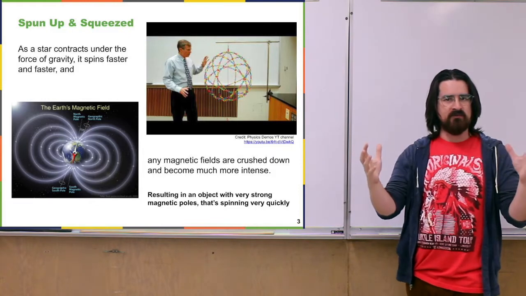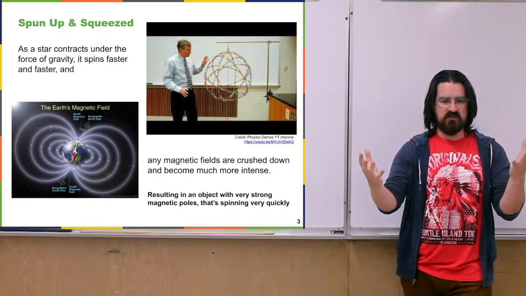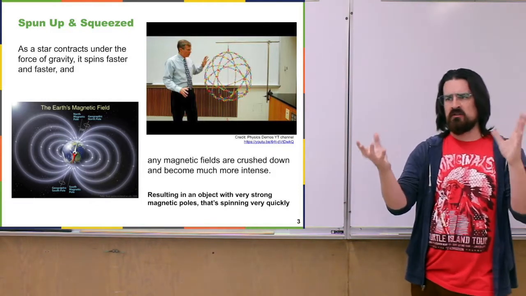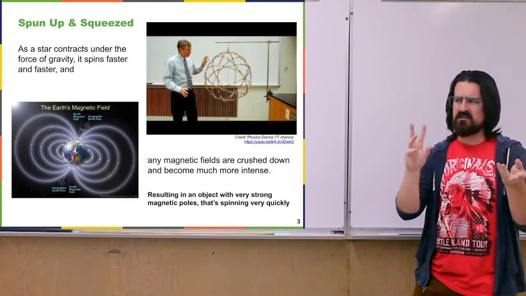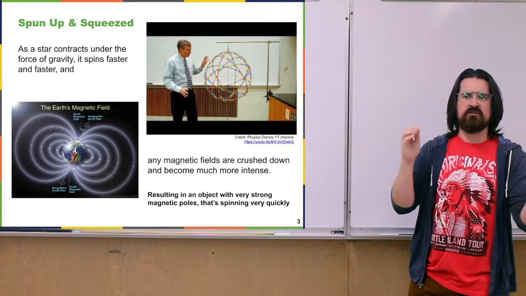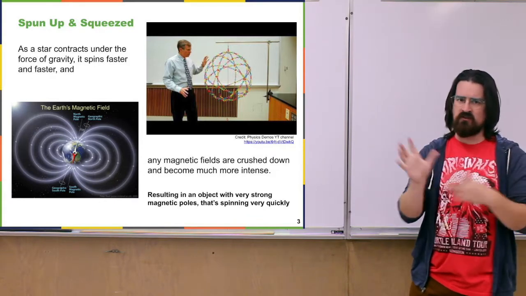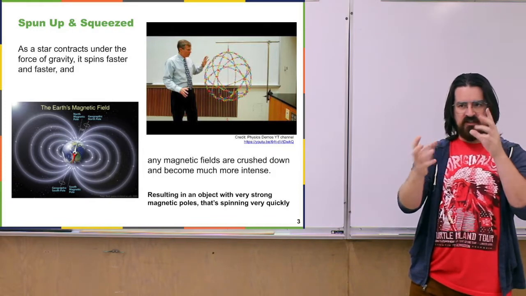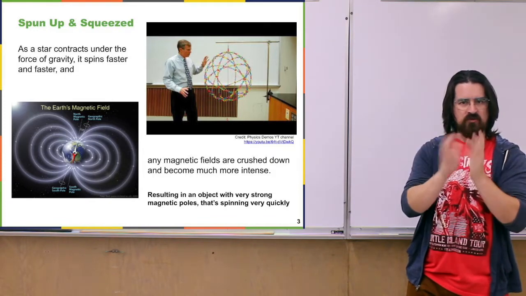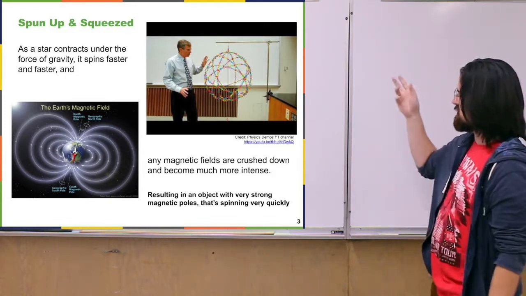The same thing happens with stars, right? It seems like a lot of them aren't spinning all that fast. Our sun takes, I think, 20 to 30 days to revolve around. But as it crushes down, that rate speeds up more and more. And we can actually see this happening.